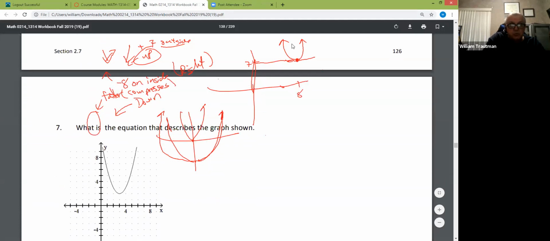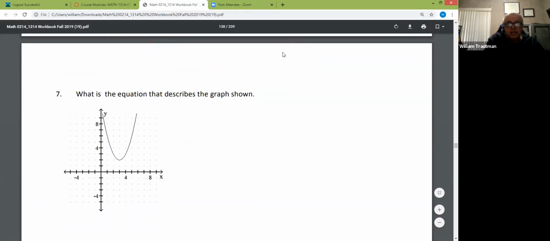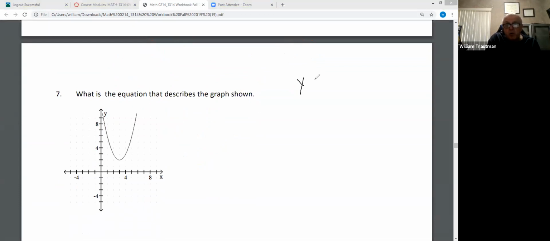So now they want you to write the equation. We can do that. We know this is a parabola, so the equation starts off y equals x squared. Can somebody tell me, remember it starts right here, does the graph move up or down?